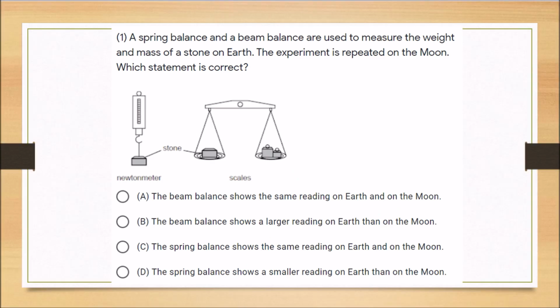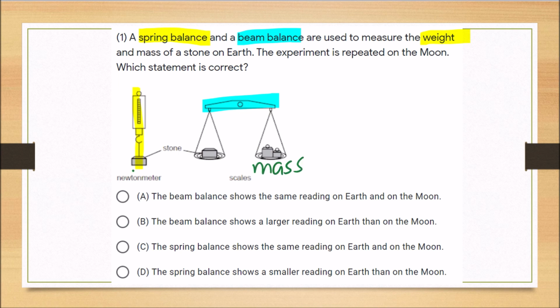Pause the video, read the question, and see if you could answer this question. You have a spring balance and a beam balance used to measure. So this is a spring balance, and a spring balance is used to measure weight. This is a beam balance, and it's used to measure mass. So this is to measure mass, and this is used to measure weight.